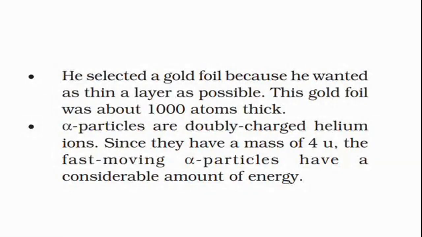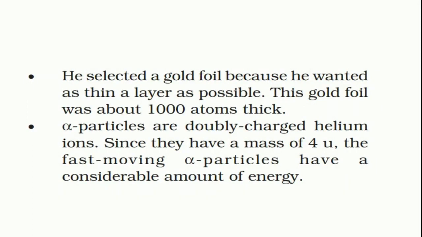Now, first of all, he selected the gold foil because he wanted a thin layer, as thin as possible. So this gold foil was about 1,000 atoms thick. Okay, and alpha particles are doubly charged helium ions with a mass of 4 units, because they have 2 protons and 2 neutrons. The mass of a proton and neutron are equal. So they have a mass of 4 units. The fast moving alpha particles have a considerable amount of energy.